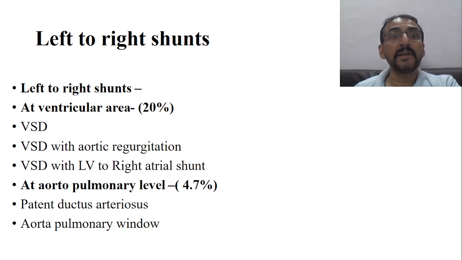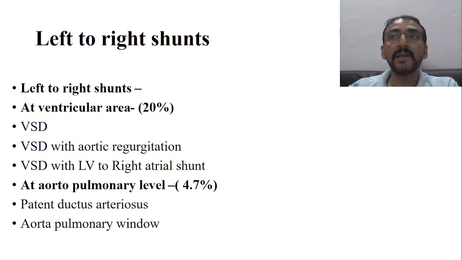Now sometimes the shunt can occur at the aortopulmonary level. Okay, this percentage is about 4.7%. So at the aortopulmonary level, that means shunting. See, one shunting is there with the pure blood and impure blood mixing in the ventricle.